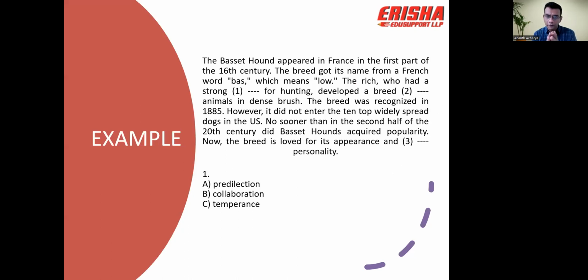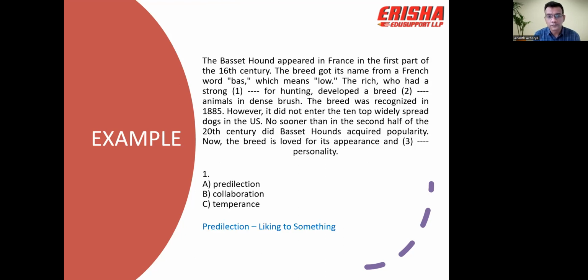For example, if I put a passage on your screen: the basset hound appeared in France in the first part of the 16th century. The breed got its name from a French word, bas, which means low. The rich who had a strong blank for hunting. Now, what do you think will come in that first blank? You have 3 answer options there, and you try to look at which option you can place well. When you're trying to solve this, the most important part is you need to understand the meaning of each vocab word given to you.